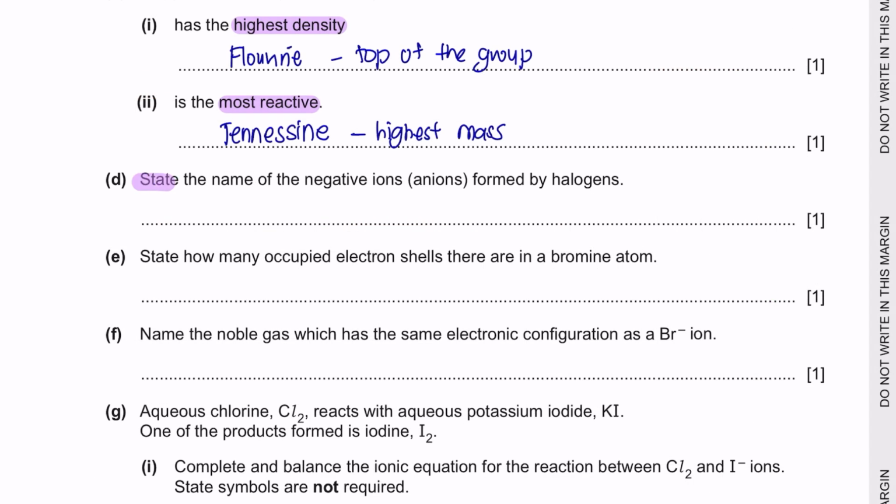Next, question D. State the name of the negative ions formed by halogens. When halogens form negative ions, we call them halides.